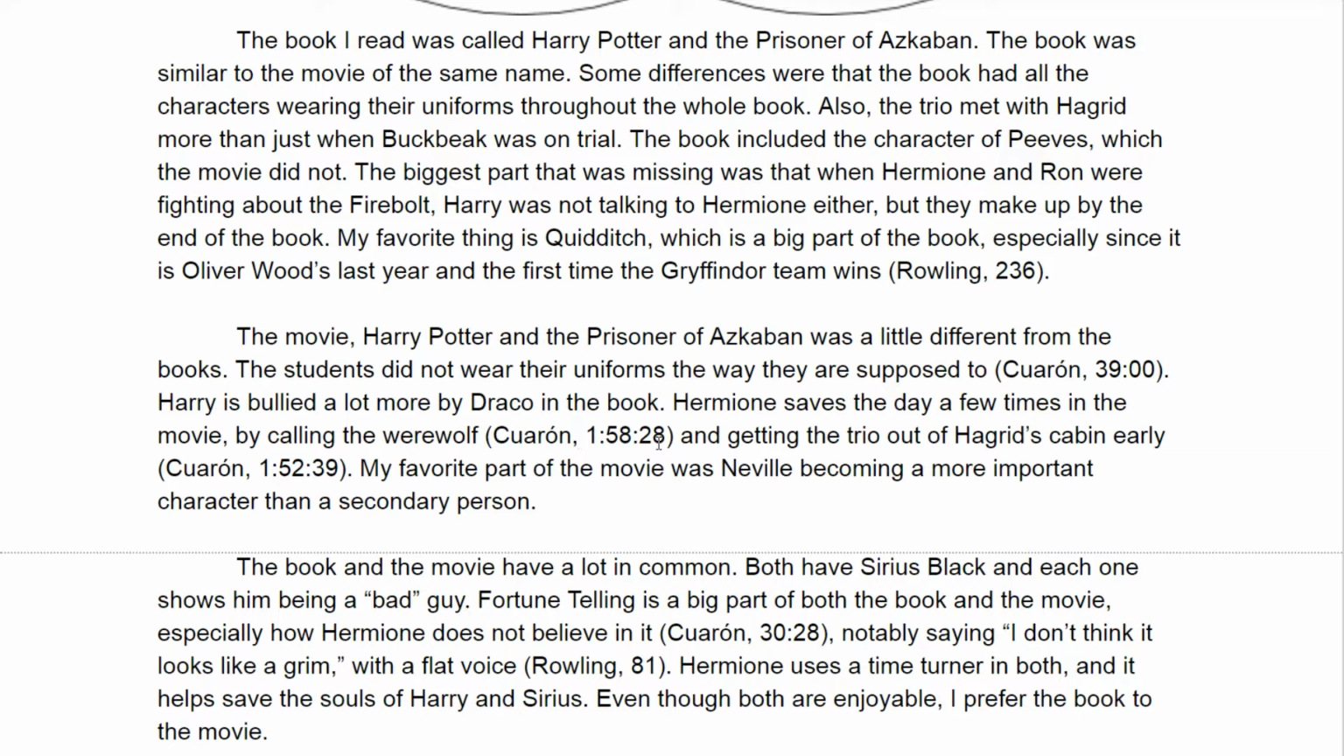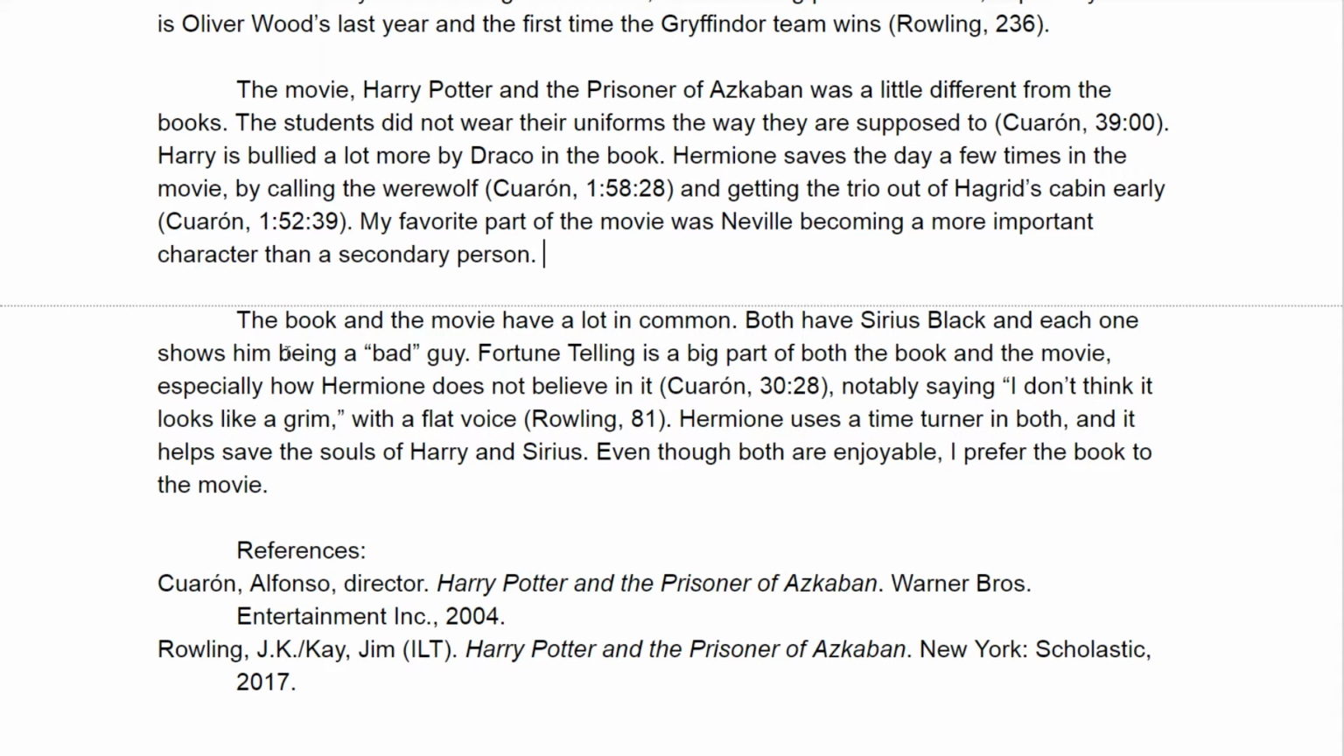So if you were to go to the movie and skip to that exact moment, you would see the werewolf being called by Hermione, which doesn't happen in the book. So this whole paragraph here is only about the movie. It did not happen in the book. Little adjustments. In the movie, they start focusing on Neville becoming a more important person than just a regular secondary person. However, in the book, he's still relatively overlooked.